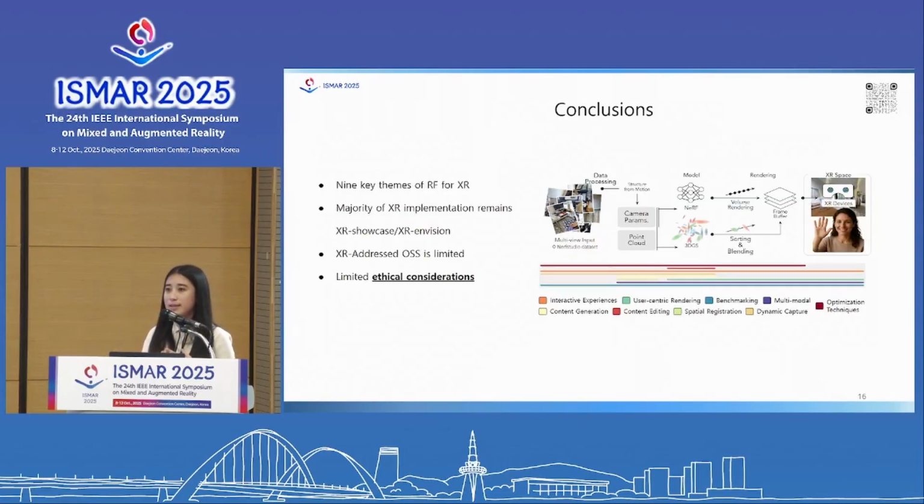So to conclude, in this survey we identify key research themes of Radiance Field research for extended reality, ranging from the beginning of the data capturing and modeling process to the interactive XR experience. We have seen that currently the majority of XR implementations are still in the XR Showcase or XR Envision phase. You might see a lot of Gaussian splatting or NeRF papers, but compared to the number of papers in the computer vision and graphics community, we are still at the beginning of integrating this technology into interactive XR experiences.